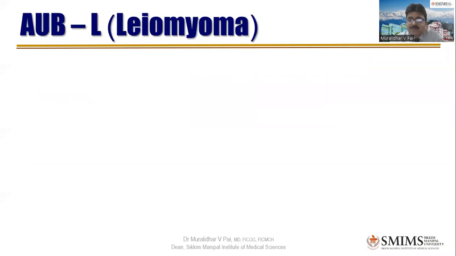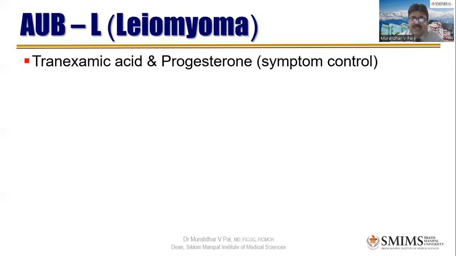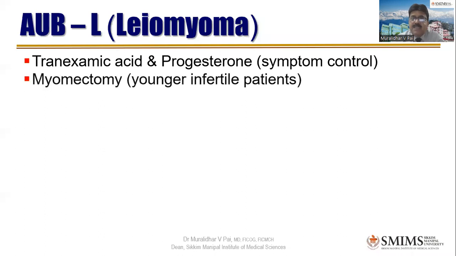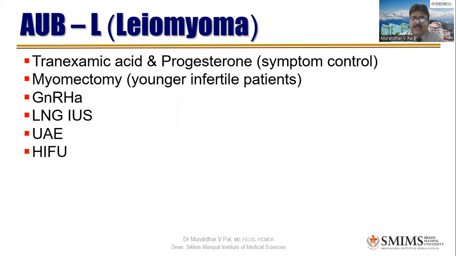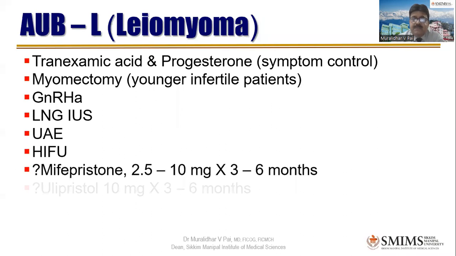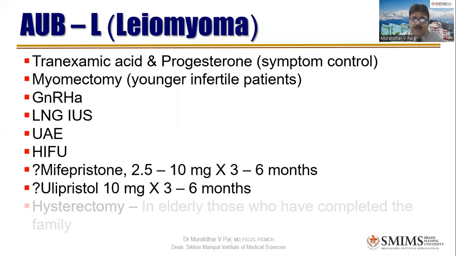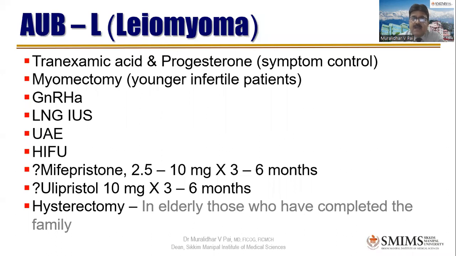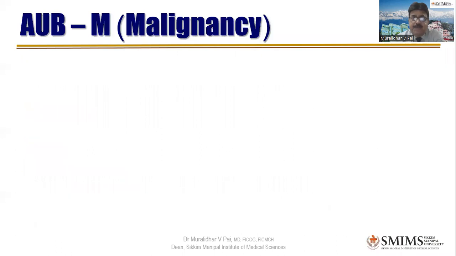Leiomyoma, I'm not going to explain in detail because I took a full 40-minute class on that. Suffice to say, the first line is tranexamic acid or progesterone to control the symptoms. Myomectomy in younger infertile patients; GnRH analog, LNG-IUS, UAE are conservative management. HIFU also is in the list, whereas mifepristone and ulipristal I have put a question mark. I have explained that in the last class. Hysterectomy is only for the elderly, those who have completed the family.